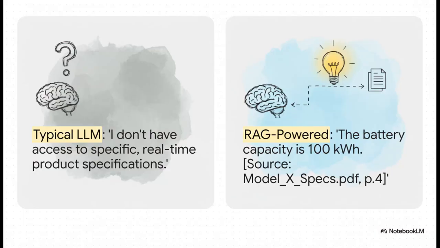On the left, you get the typical, useless response from a standard AI. And on the right, you get a direct, accurate, and verifiable answer. This is the jump from a generic chatbot to a true expert assistant.